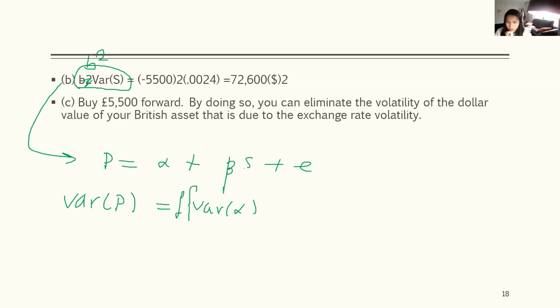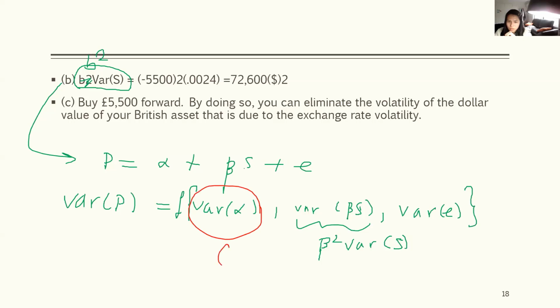So it's going to be a function of the variance of alpha, the variance of beta S, and the variance of E. This is equal to beta squared variance S, because beta is a number, it's a constant. The variance of alpha is going to be 0, because by definition alpha is a constant. It does not change. So this is 0. In terms of the error term, if we have a random error term with a mean of 0, then the variance will be 0 as well, because the mean is 0 and it varies randomly.